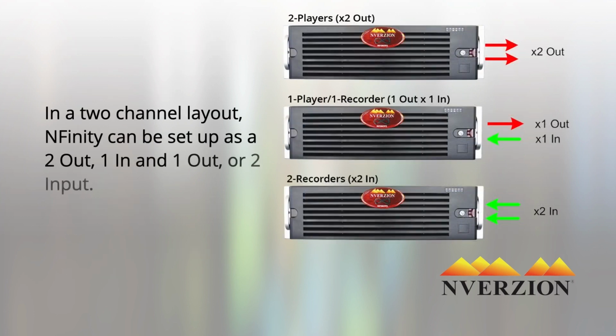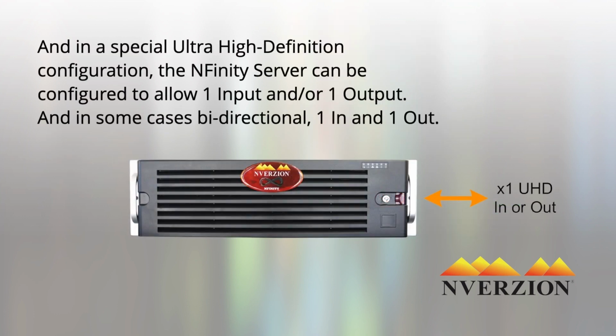In a 2-channel layout, NFinity can be set up as a 2 out, 1 in, 1 out, or 2 input. And in a special UHD configuration, the NFinity server can be configured to allow 1 input and or 1 output. In some cases bidirectional, 1 in and 1 out.